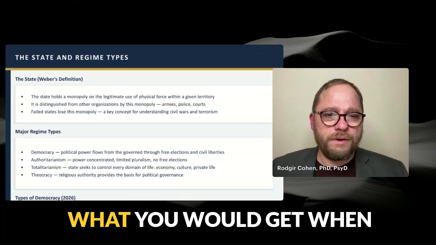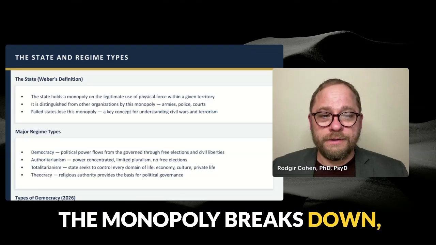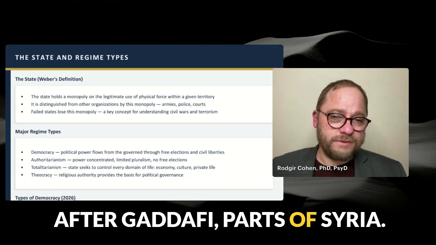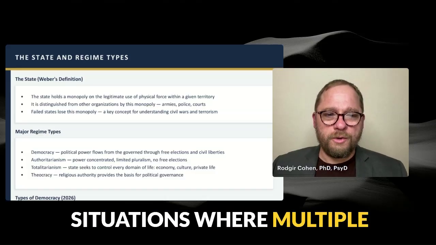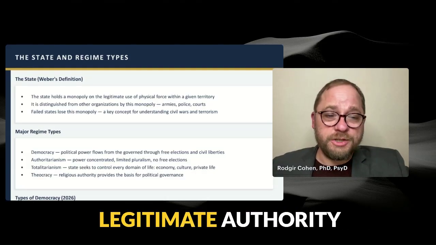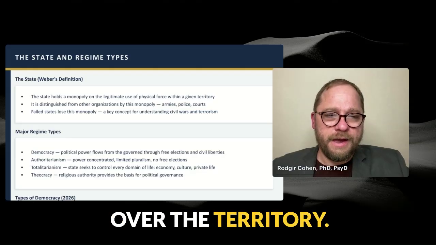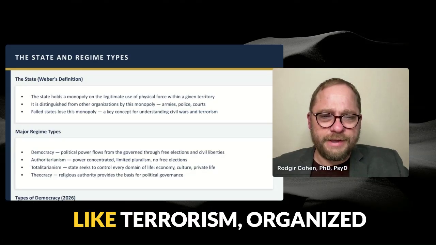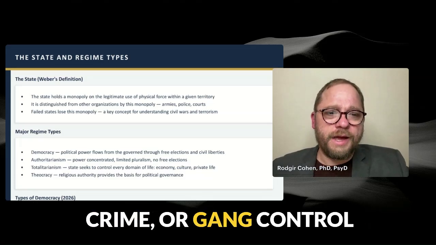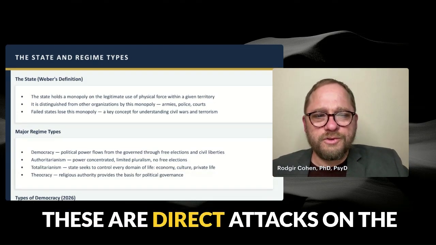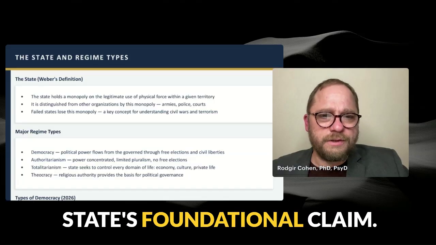Failed states are exactly what you would get when the monopoly breaks down, like Somalia in the 1990s, Libya after Gaddafi, parts of Syria, situations where multiple armed factions compete for control and no single organization can claim legitimate authority over the territory. This is also why non-state violence like terrorism, organized crime, or gang control of neighborhoods is such a significant political challenge. These are direct attacks on the state's foundational claim.